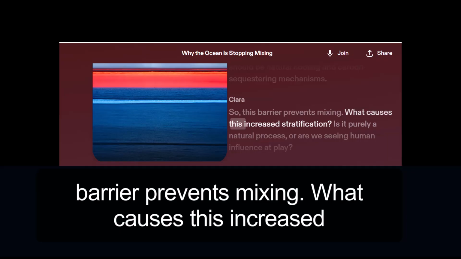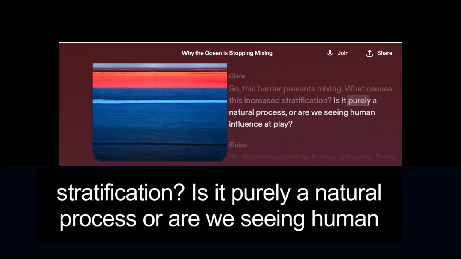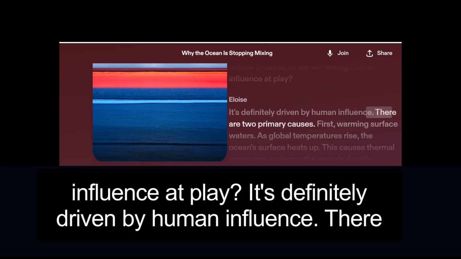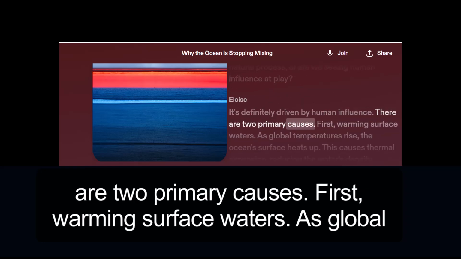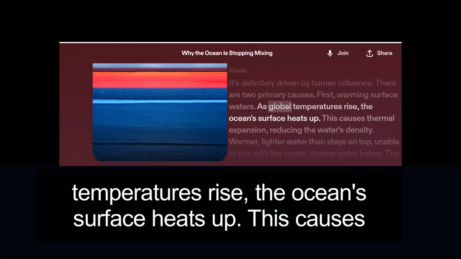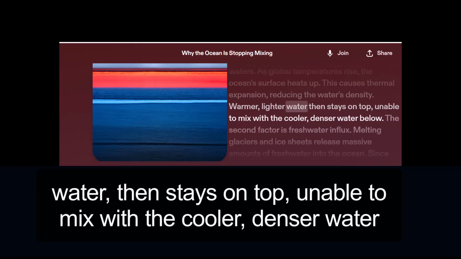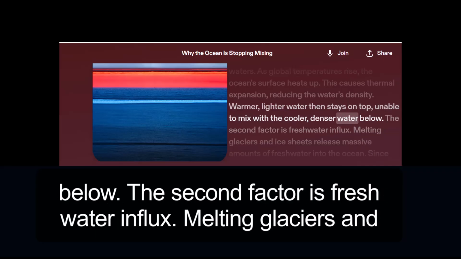So, this barrier prevents mixing. What causes this increased stratification? Is it purely a natural process, or are we seeing human influence at play? It's definitely driven by human influence. There are two primary causes. First, warming surface waters. As global temperatures rise, the ocean's surface heats up. This causes thermal expansion, reducing the water's density. Warmer, lighter water then stays on top, unable to mix with the cooler, denser water below.